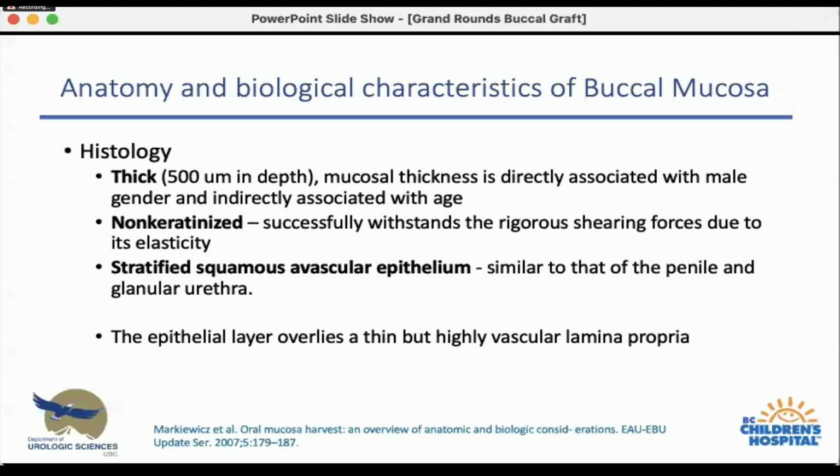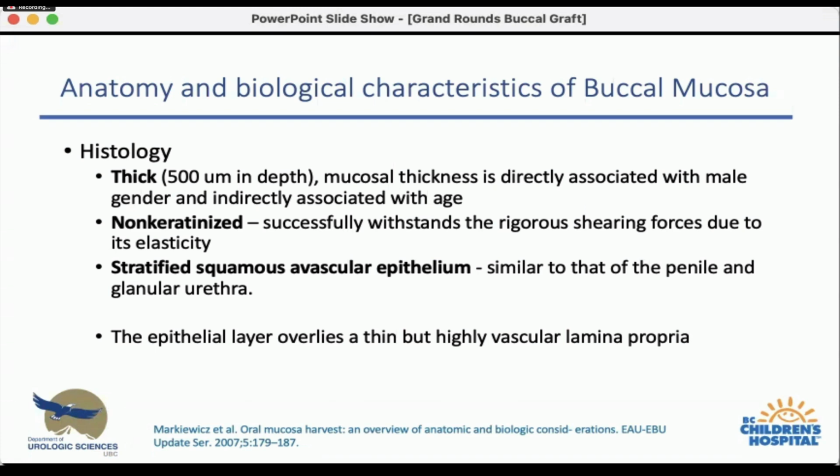The intrinsic properties of buccal mucosa enable it to be a favorable material for transplantation. So histologically, it has a thick and non-keratinized stratified squamous cell epithelium, similar to the penile and glandular urethra. Its thickness is directly associated with male gender and indirectly associated with age. It can successfully withstand the rigorous shearing forces due to its elasticity and the components of the lamina propria. The epithelium layer overlies a thin but very highly vascular lamina propria.